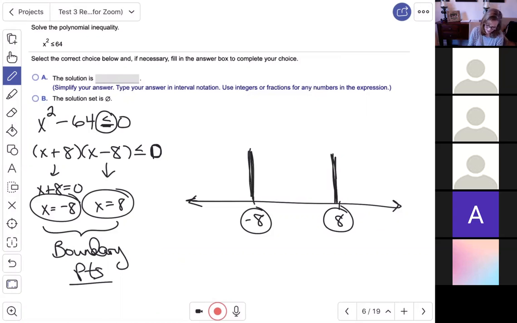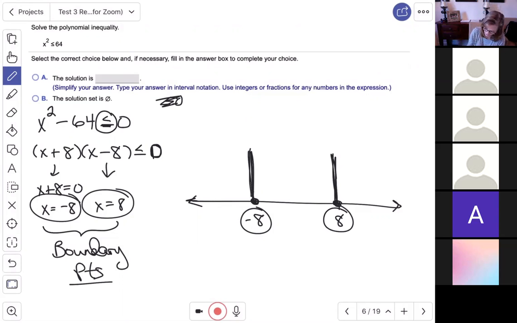If this had simply been less than 0 but not equal to, you would have done dotted lines, okay? That's the difference. If you see it on some of the videos, maybe he put closed dots instead. They mean the same thing, okay? So either one is perfectly fine. All right, I like the lines because it gives me 3 clear intervals.